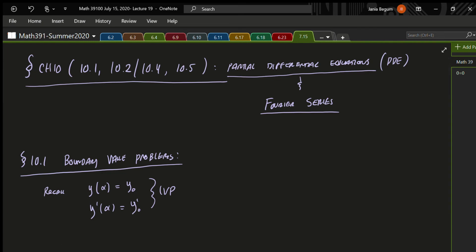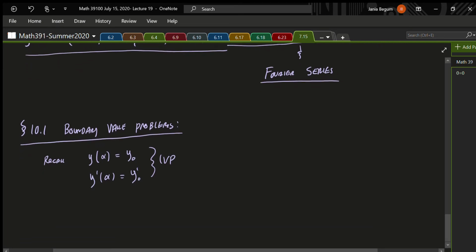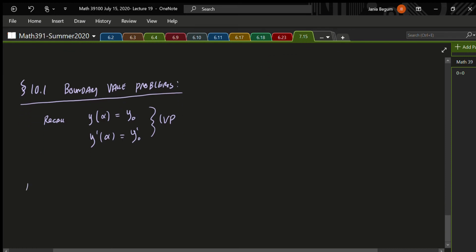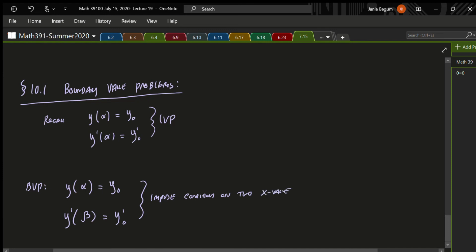Whereas in a boundary value problem, you impose the boundary conditions on two different x values. So boundary value problems are something like, say, y of alpha equals y naught, and then maybe y prime of beta is equal to y prime naught. So we impose conditions on two x values. Note the difference between an initial value problem and a boundary value problem.